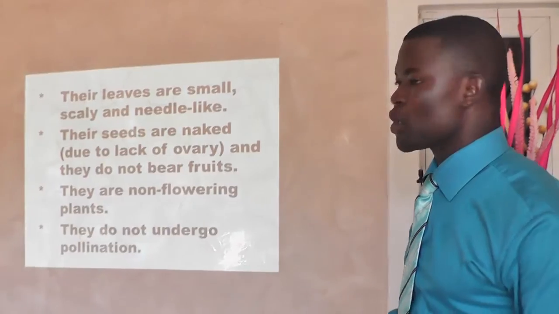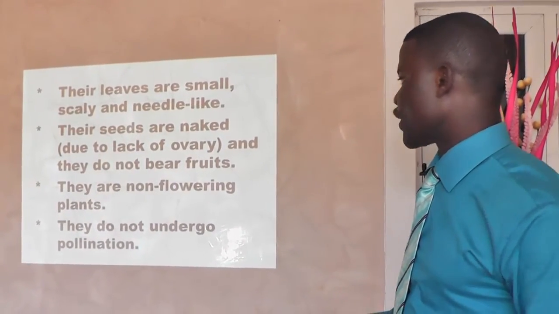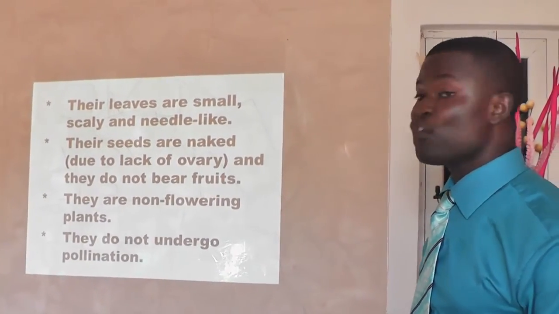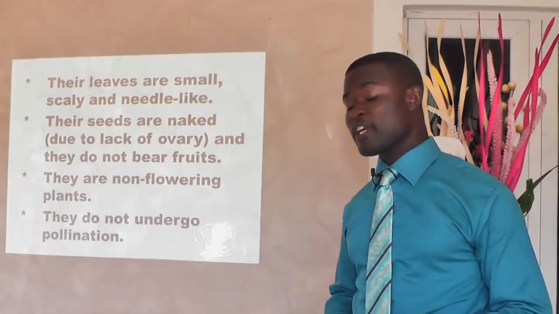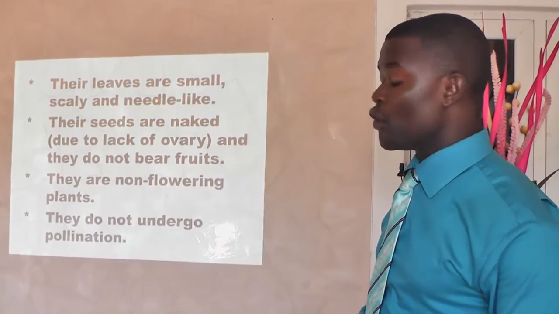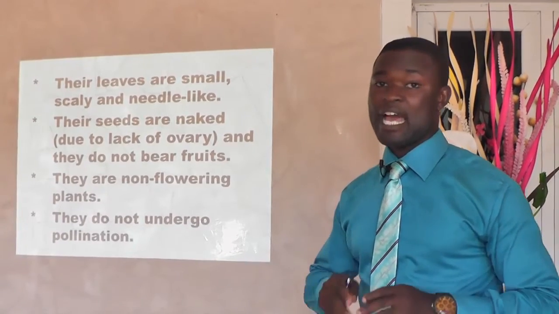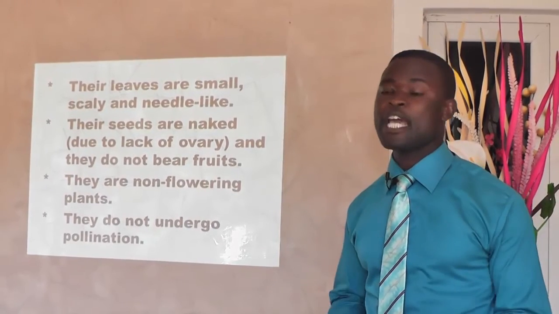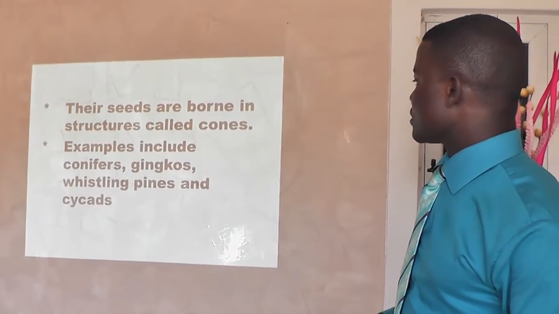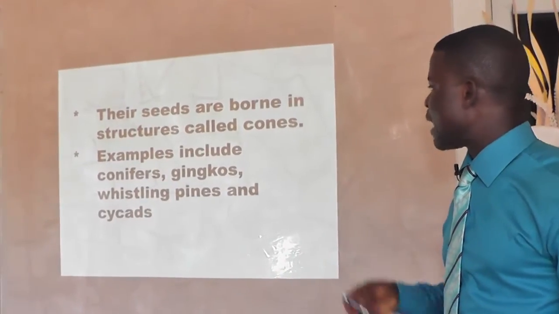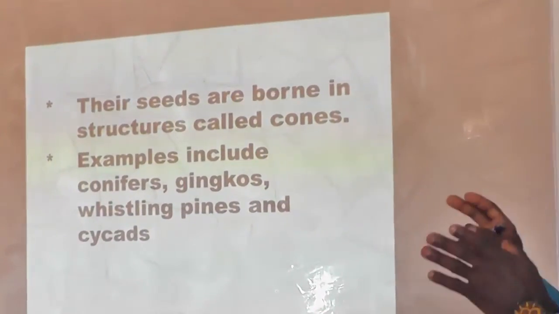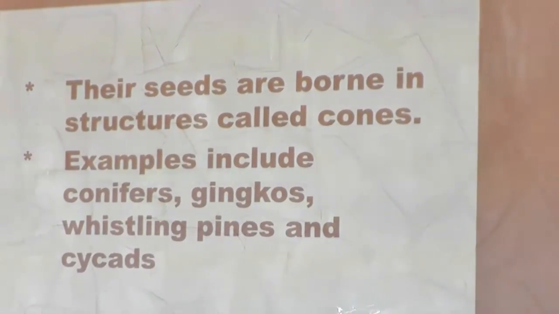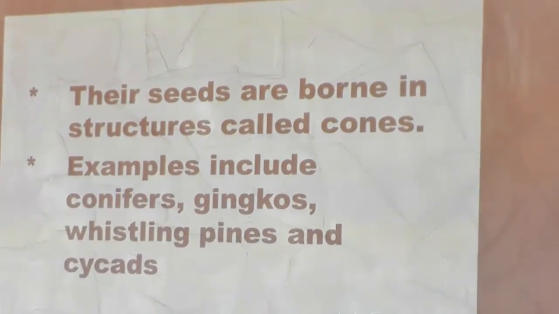So they have scaly and needle-like leaves. Their seeds are naked because they do not have what we call ovary, and they do not bear fruit as well. These plants are also non-flowering. Because they are non-flowering, we do not expect them to have ovary, and that is part of the reason why their seeds are born naked. Then they do not undergo pollination since they are non-flowering plants. Where do they put their seeds? Their seeds are naked, but they bear them in what we call cones. Examples of these organisms are the conifers, the ginkgos, the pines, and then the cycads.